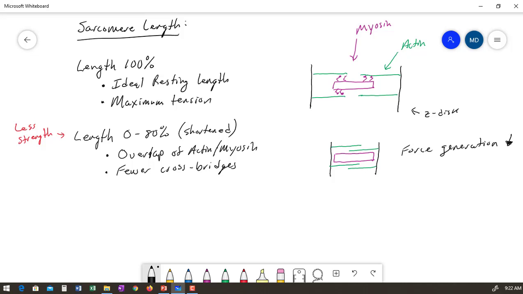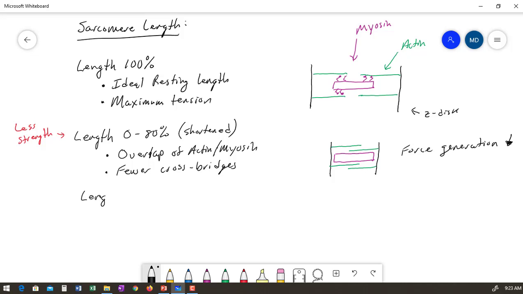And what I want you to think of here, if we use the example of our bicep, if you were to take your bicep and fully contract it all the way up to the very top, what you'll find is that the force generated in that position is less than the force generated if you were to, for example, take your elbow down to a 90-degree angle. So at a 90-degree angle, you're actually getting better overlap of myosin and actin than at a full contraction.